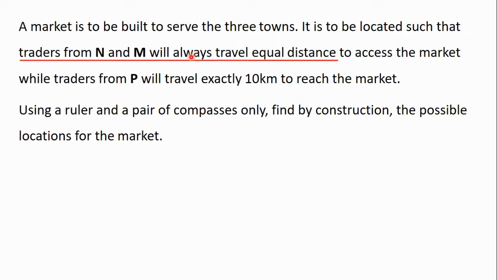The first condition is that the market should be located such that traders from town M and town N will always travel equal distance to access it. And the second condition is that traders from town P will travel exactly 10 kilometers. So the location of the market should be such that it satisfies both conditions. We are going to consider these two conditions in this video. Let's consider the first condition.